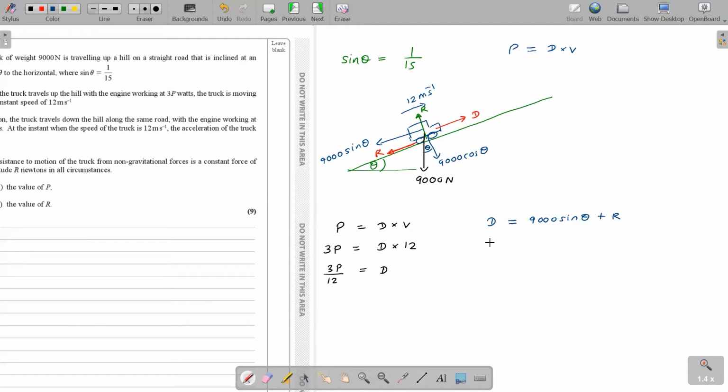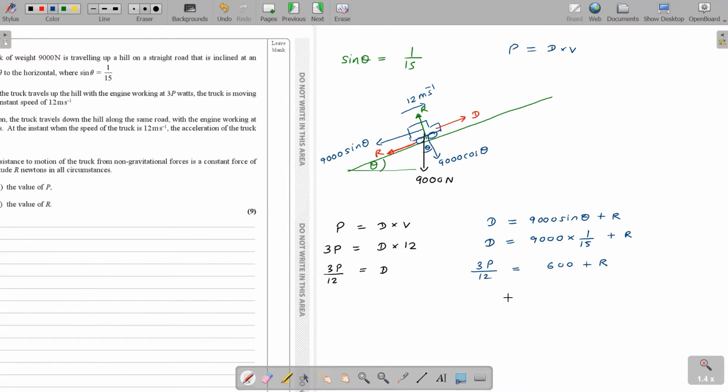Shall we replace sine theta? 9,000 sine theta is 1 over 15, plus R. How much is 9,000 into 1 over 15? Driving force is 3p over 12. 9,000 into 1 over 15 is 600 plus R. Okay, I replace the driving force as 3p over 12 here.